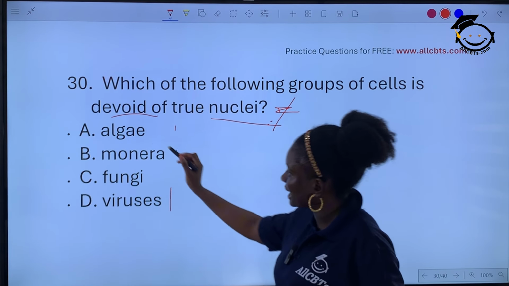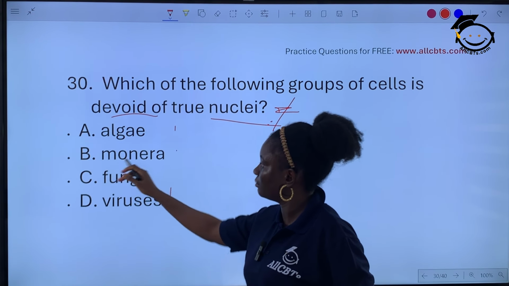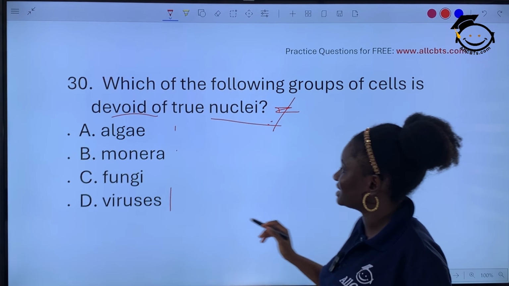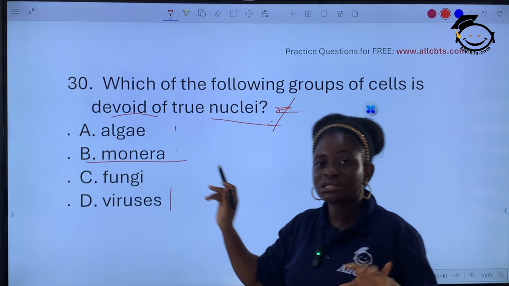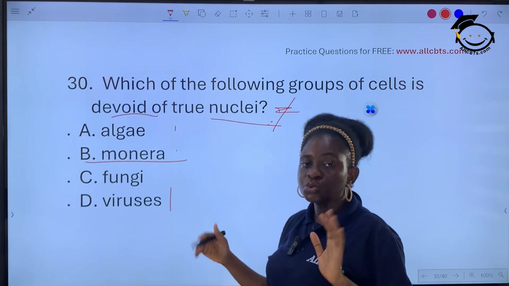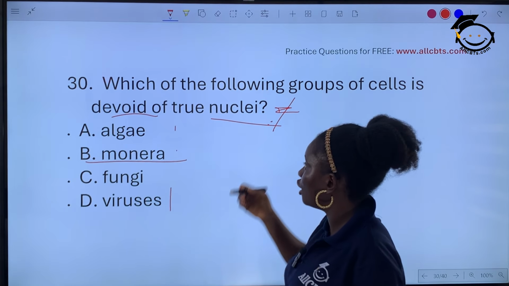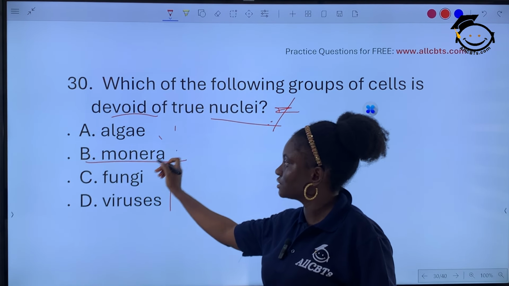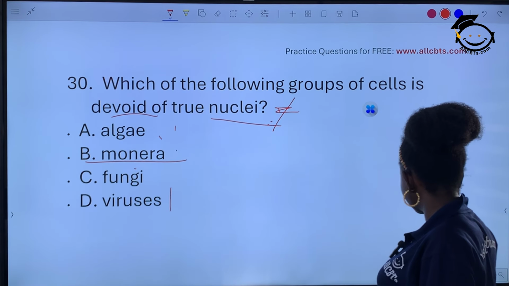So I will say again, A, B, Monera, C, fungi, D, viruses. The correct answer is Monera. Why? Because Monera are prokaryotes, like bacteria. So they don't have a true nucleus. They are devoid of a true nucleus. Option B is the correct answer.